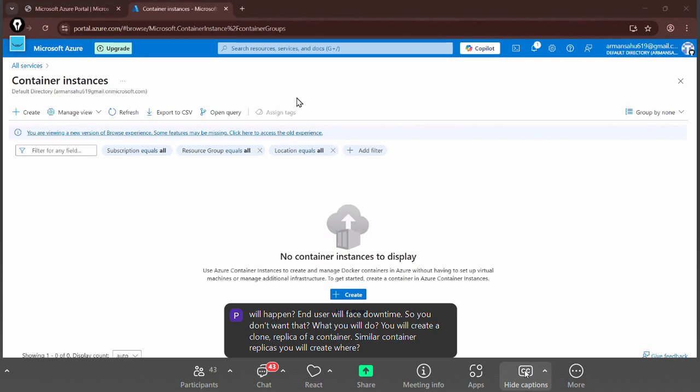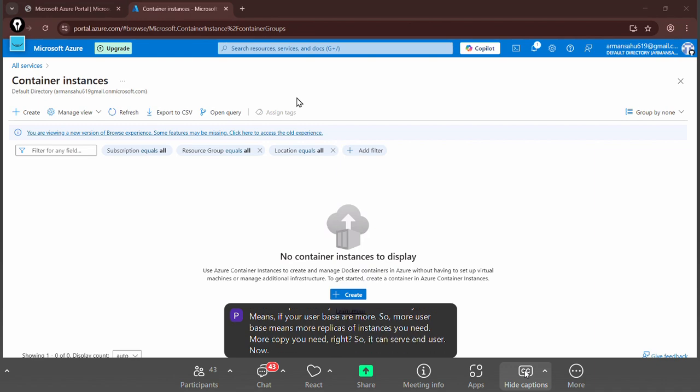Similar container replicas you will create in many environments. In case you need multiple VMs, if your user base is more, more user base means more replicas of instances, more copies you need, right? So it can serve the end user.